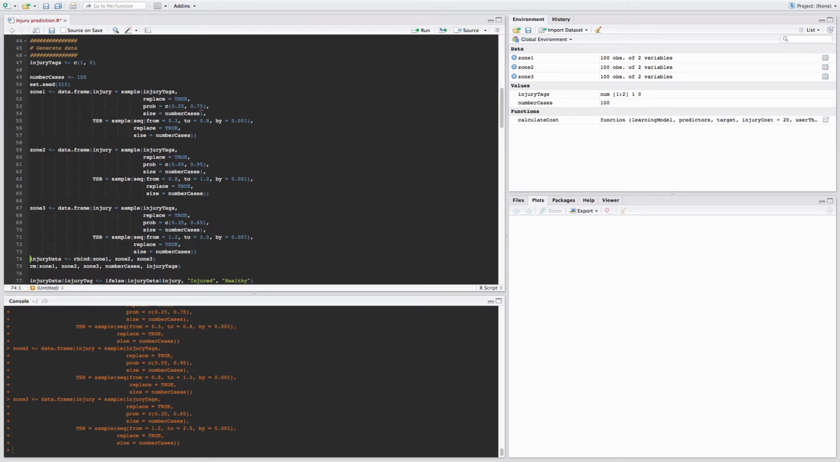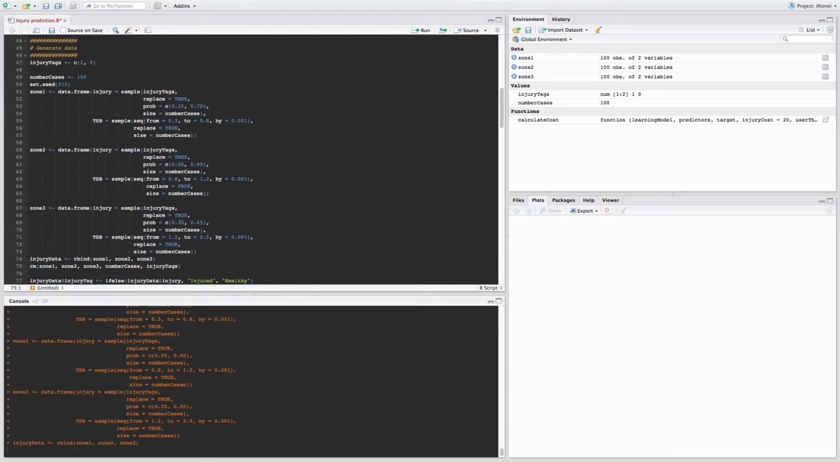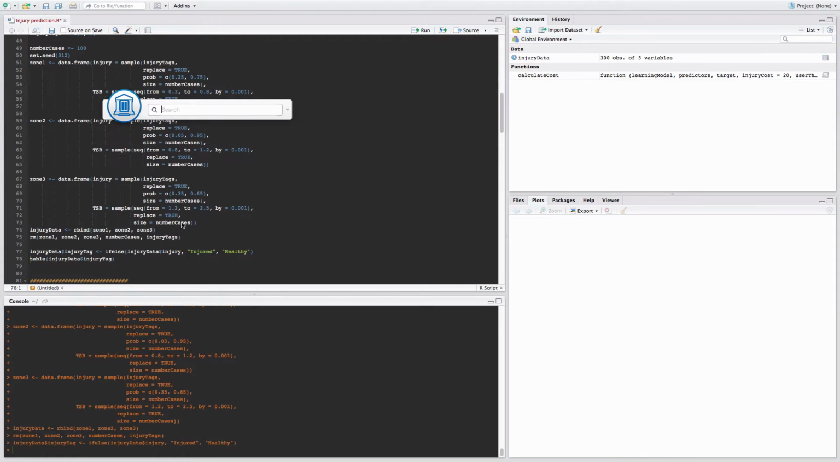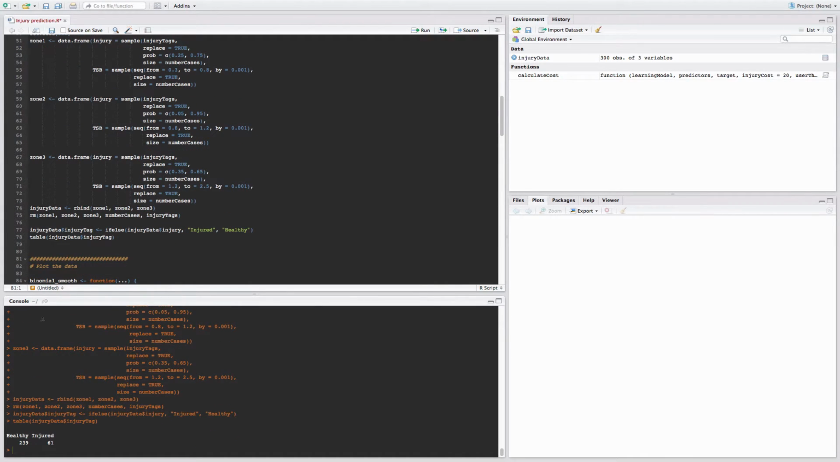This is a simulation, so this is data generated by code, and in each zone we generate 100 athletes with a given probability of getting injured. In zone 1 we have 25% probability of getting injured. In zone 2, the green zone, we have 5%, and in zone 3 we have 3%. I'm going to bind all those three into one data set, and I'll show you how that looks. We generated 239 healthy athletes and 61 injured athletes.